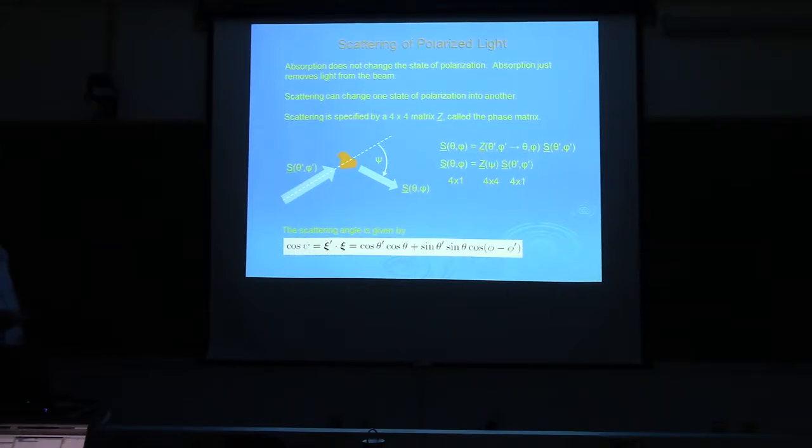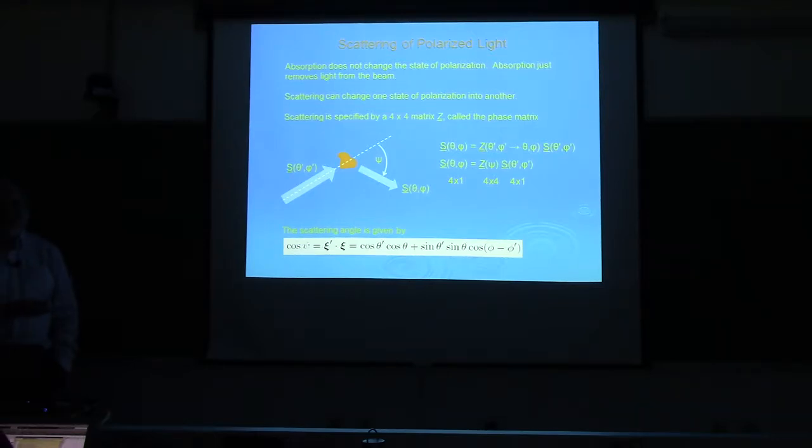Then the thing to remember is when light's propagating through a medium, absorption does not change the state of polarization. It just removes light from the beam. It's scattering that changes the state of polarization. So if you have light coming in here, it's described by some initial Stokes vector, and the light's going in this direction. It hits a particle, it scatters off in some final direction with a new Stokes vector.